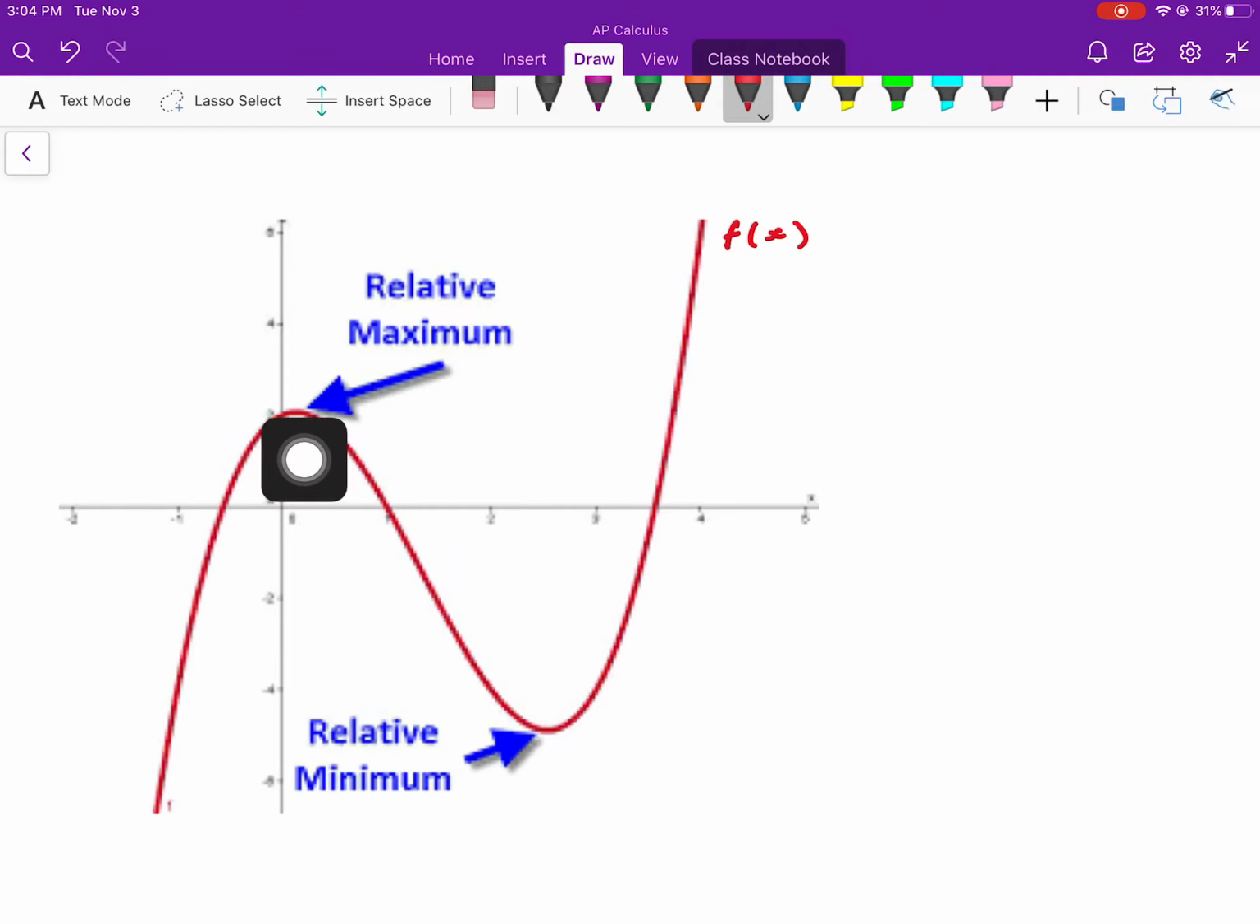Now, this is not the greatest spot in the entire graph. You can see this keeps going up. But within this area, it's the greatest spot. So how do we determine these? Take a look at this. F is increasing and then it decreases. Right there where it goes from increasing to decreasing, we see a maximum.